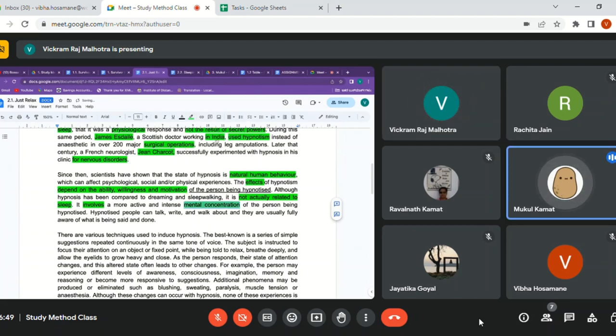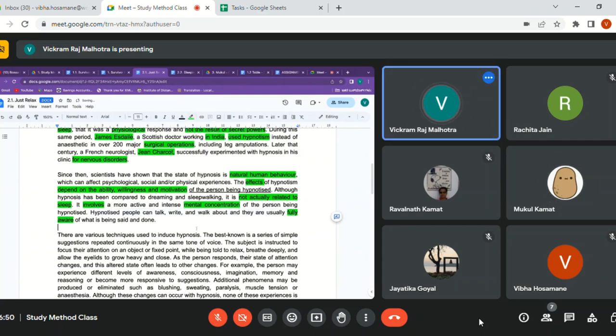Can talk, write, and walk about. Yes. Instead of that, I would just say fully aware. If you say fully aware, that covers can talk, write, walk, and being aware of what is being said. The moment I tell you fully aware, will you remember all these aspects? That word, fully aware, encompasses everything else that is said in that sentence. Am I right? Yes. So we stick to only the bare minimum, which helps us to remember.